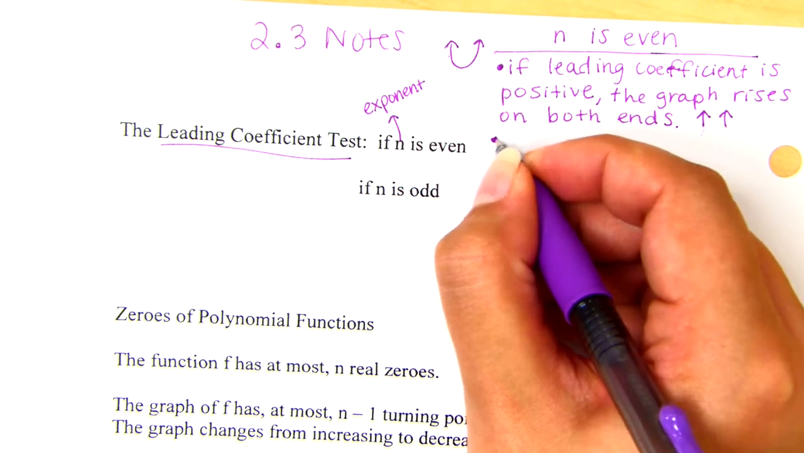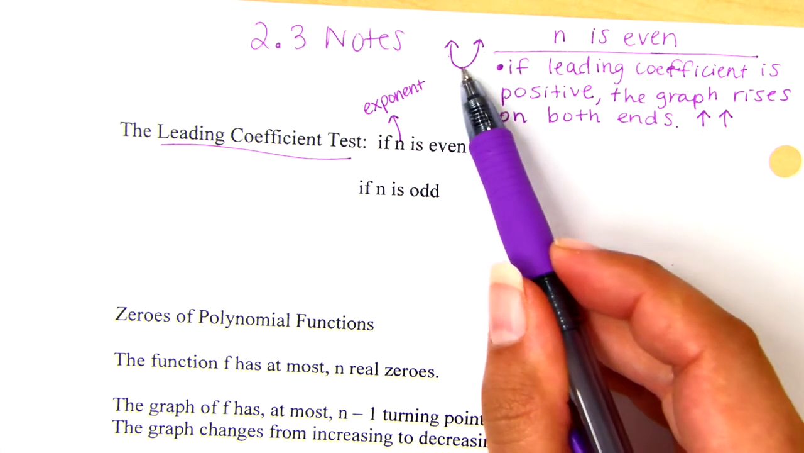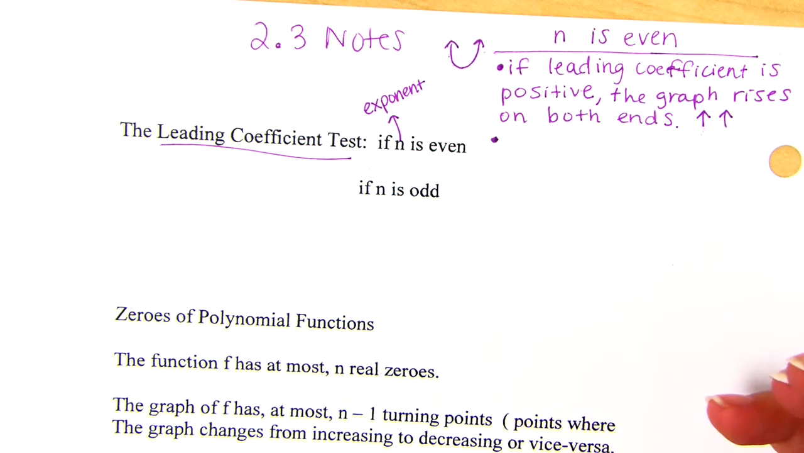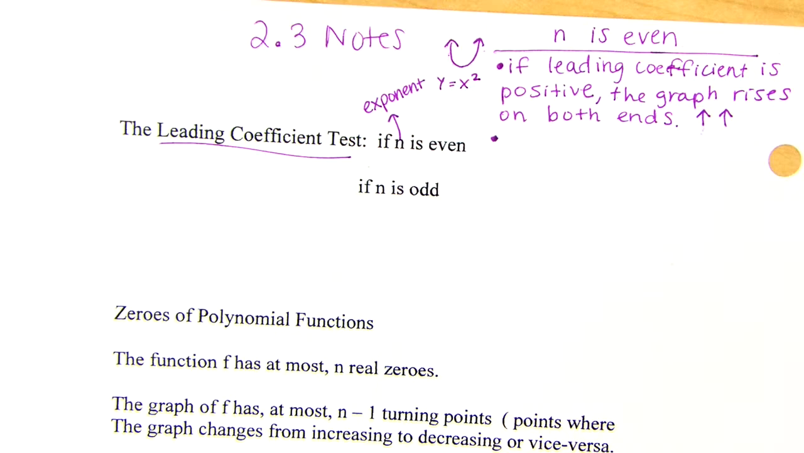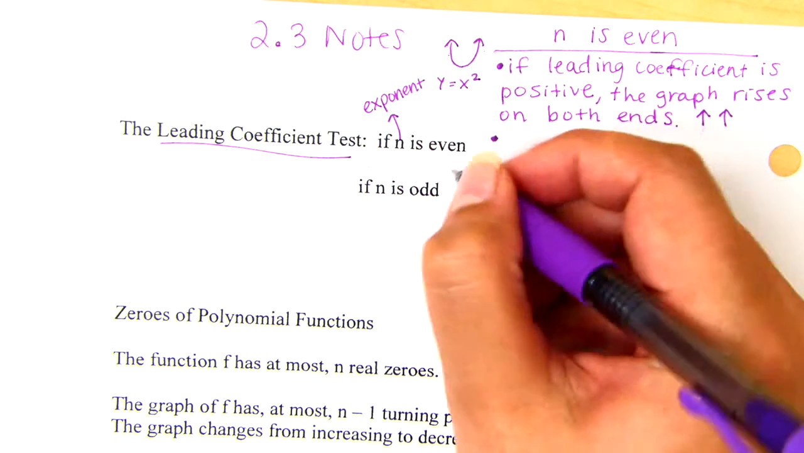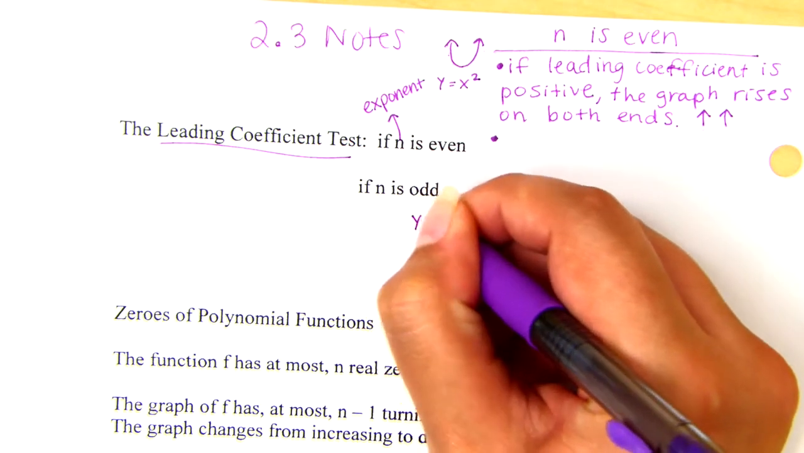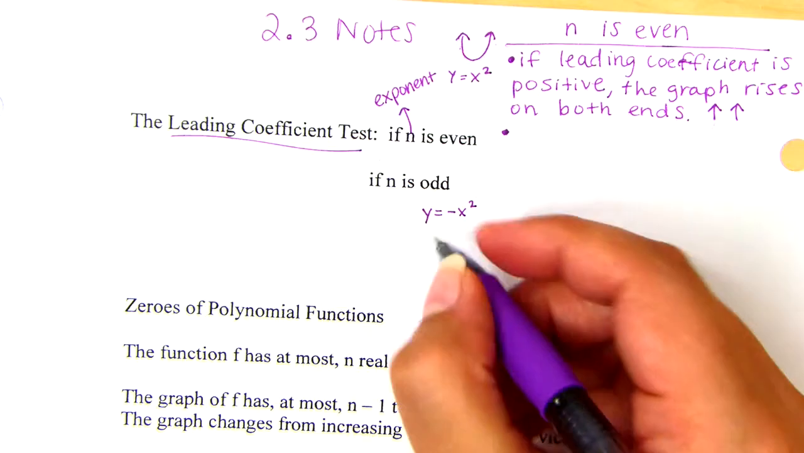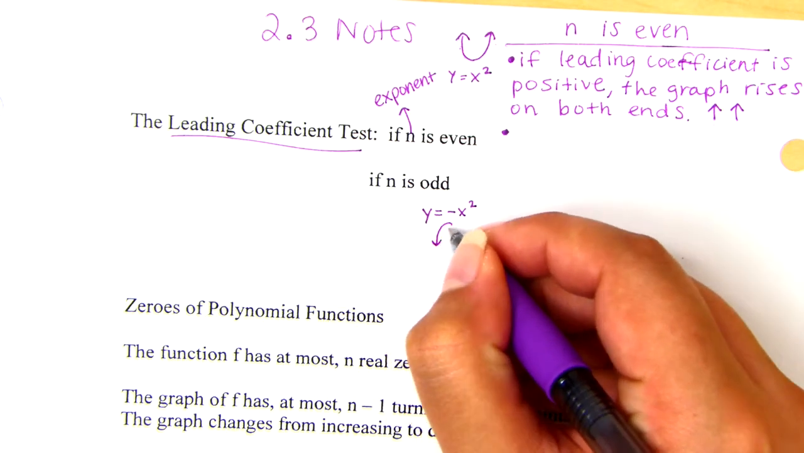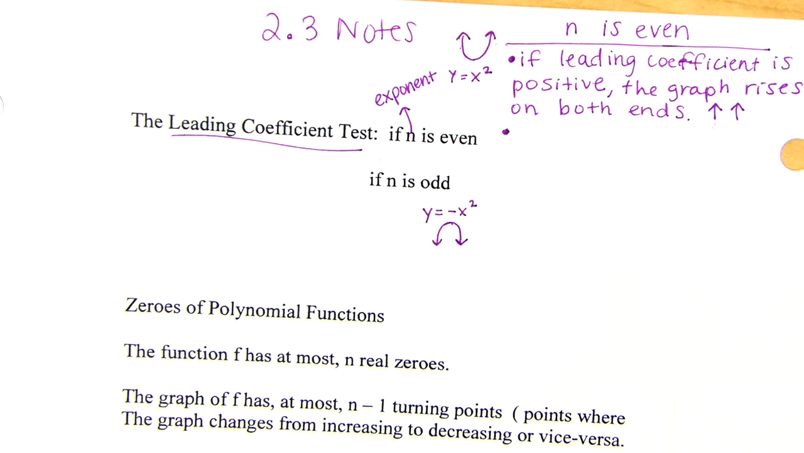What do you do to flip the graph over? This is our y equals x squared, right? If I want to have a negative coefficient, so y equals negative x squared, what's going to be different? It's going to flip across, we'd say x. Good.